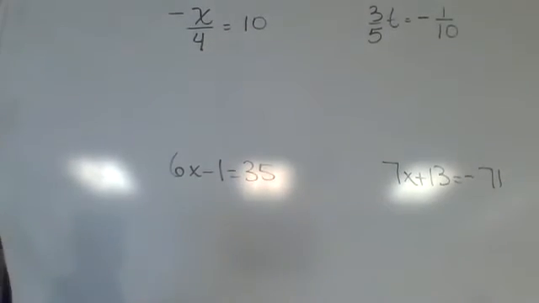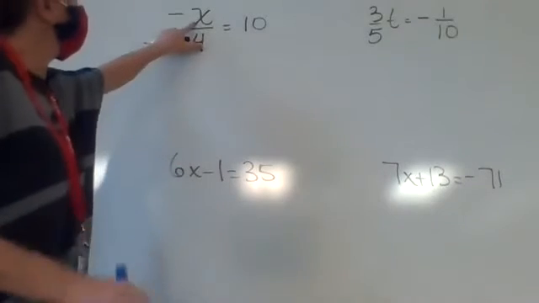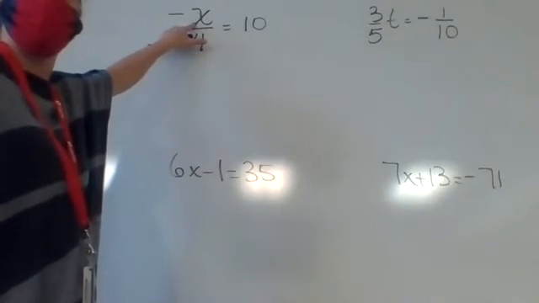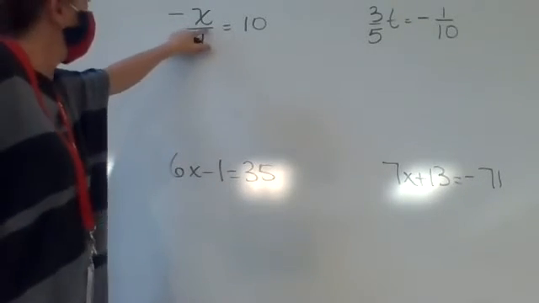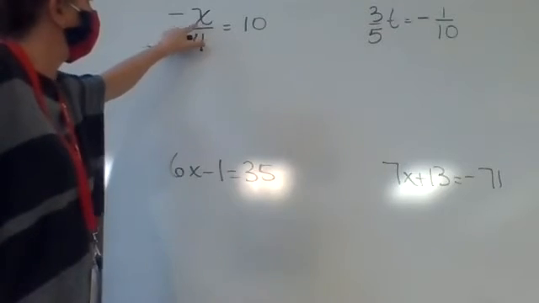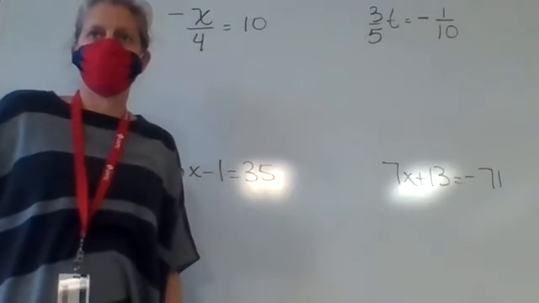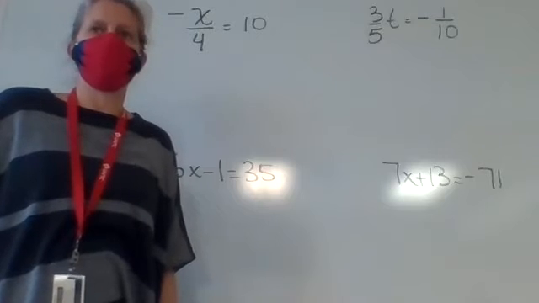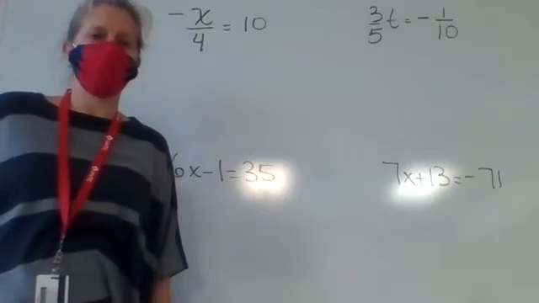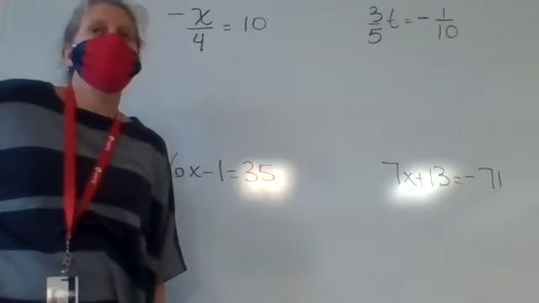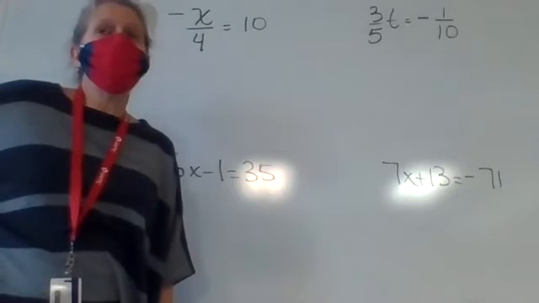All right, remember, x wants to be alone. What does this mean? What does that fraction bar mean? That means x divided by 4, right? How do you get rid of divided by 4? What's the opposite of dividing by 4? Multiplying. Also, I've got to get rid of that negative.